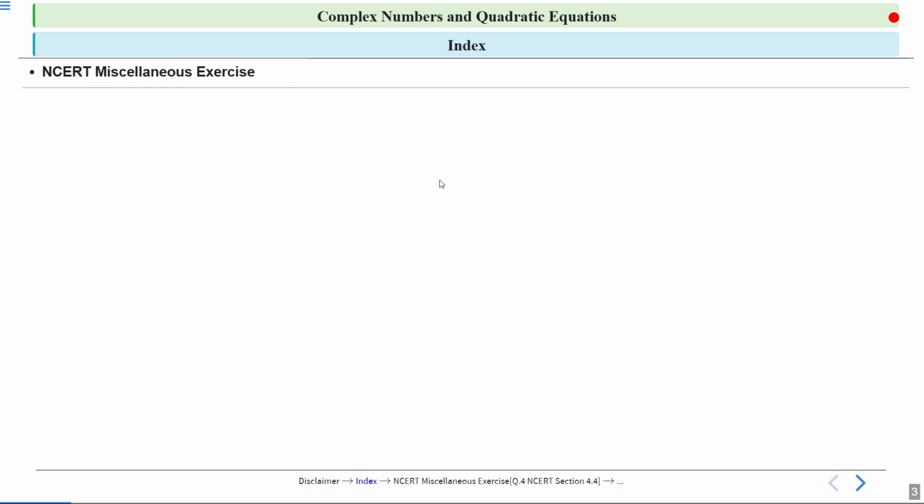So first, we will study the NCERT miscellaneous exercise questions. So you should be with your notebooks and pens ready. And now let's start the lecture.